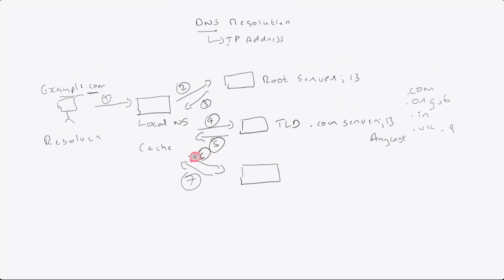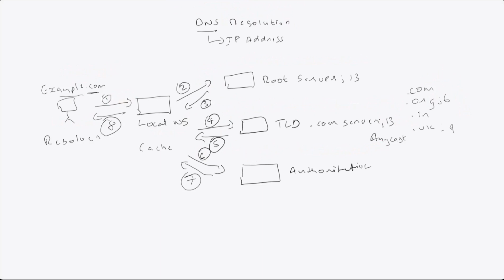Typically, the final server which gives back the mapping is called the authoritative server, and this is managed by the organization or company whose domain it is. In this case, if we are going for example.com, it would be managed by the company called example. And then finally, the local name server would send that response back to you, and your machine would then know which server to connect to. So this is how the entire DNS resolution process happens.